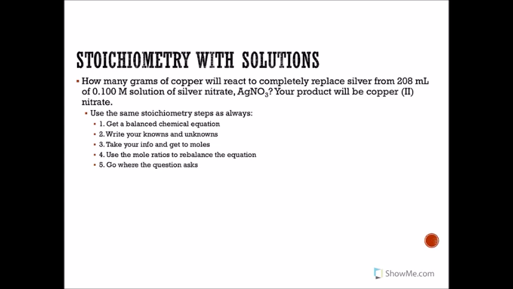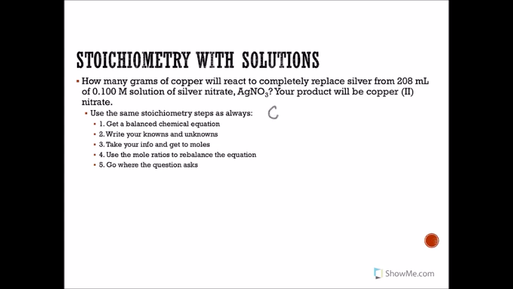Now, using stoichiometry with solutions, we use the same steps as always. It's just a little bit different. So our first question has how many grams of copper will react to completely replace silver from 208 milliliters of 0.100 molar solution of silver nitrate. Your product will be copper 2 nitrate. This is how many grams of copper will react.